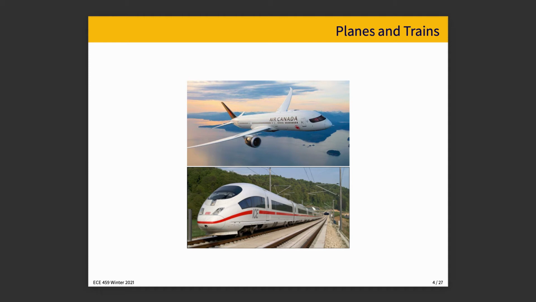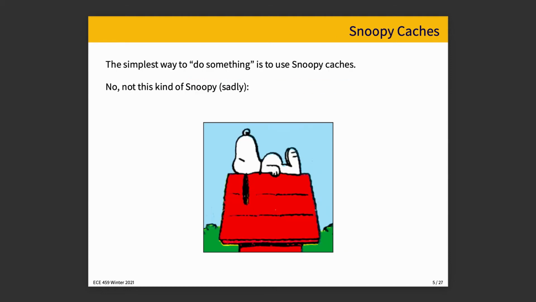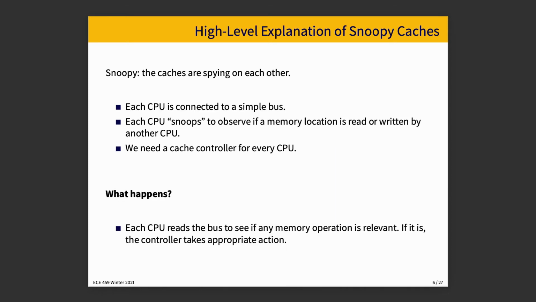Regardless of which method is chosen, we're going to end up with one of those things. Either we will tell the caller, hey, here's the new thing, you are now up to date, or we will tell them that the information you have is out of date, and it's your responsibility to go get it if you want. We can't pick neither of those and expect the right answer. So our simplest way of doing something here is Snoopy caches, as they are called. And unfortunately, no, it is not this kind of Snoopy. Instead, it is the idea that caches are spying on one another.